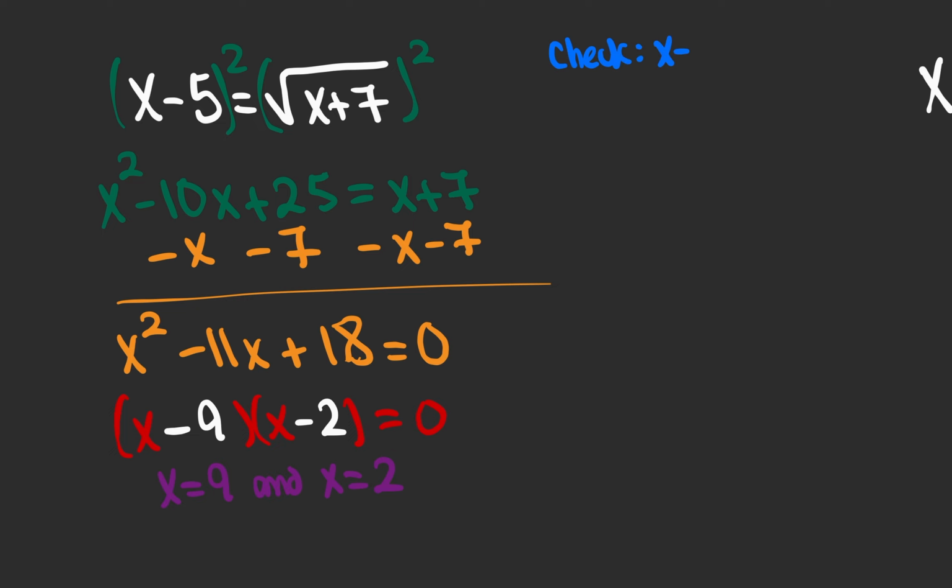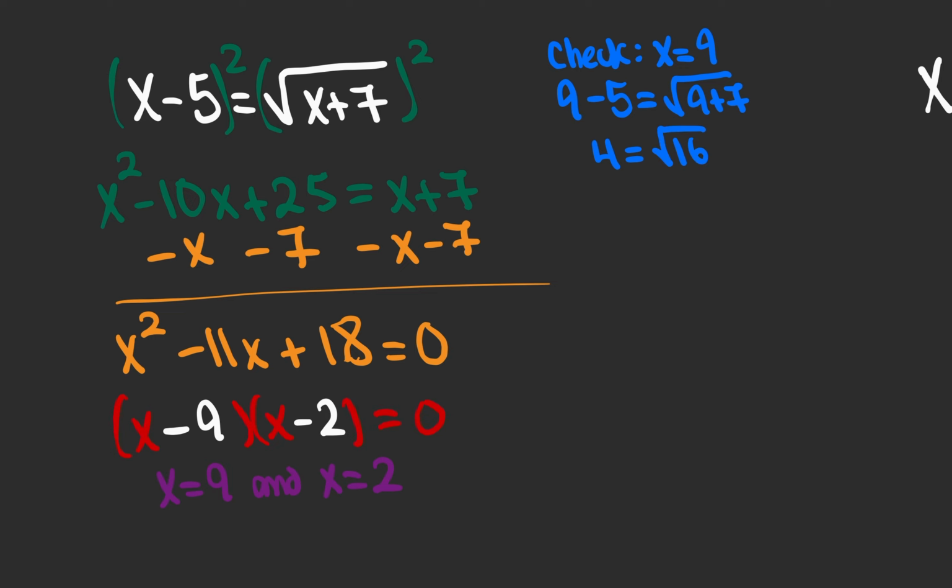This is going to be for x equals 9. And we have 9 minus 5 is equal to the square root of 9 plus 7. 9 minus 5 leaves you with 4. Square root of 9 plus 7 gives you what? The square root of 16. So you have 4 is equal to the square root of 16, which is 4. So this one checks out. So this will be a solution.